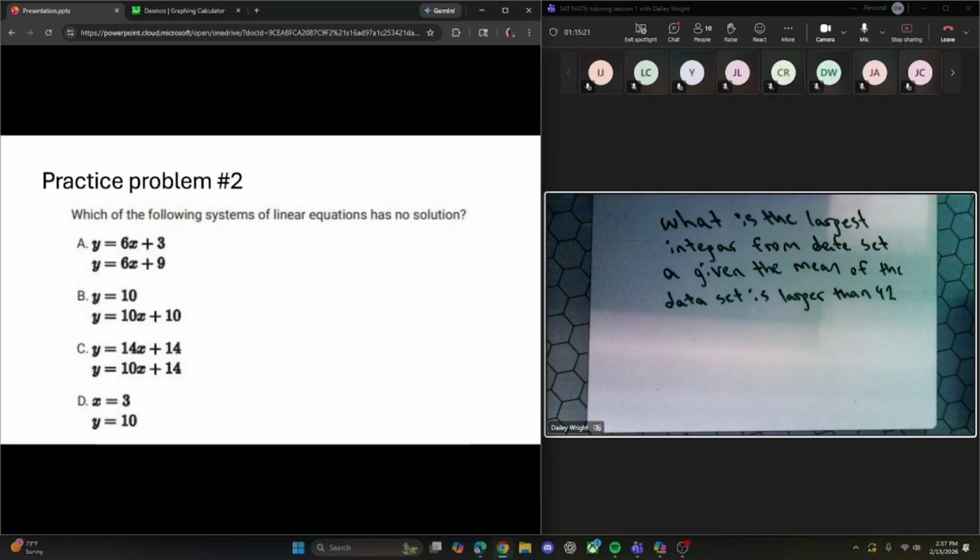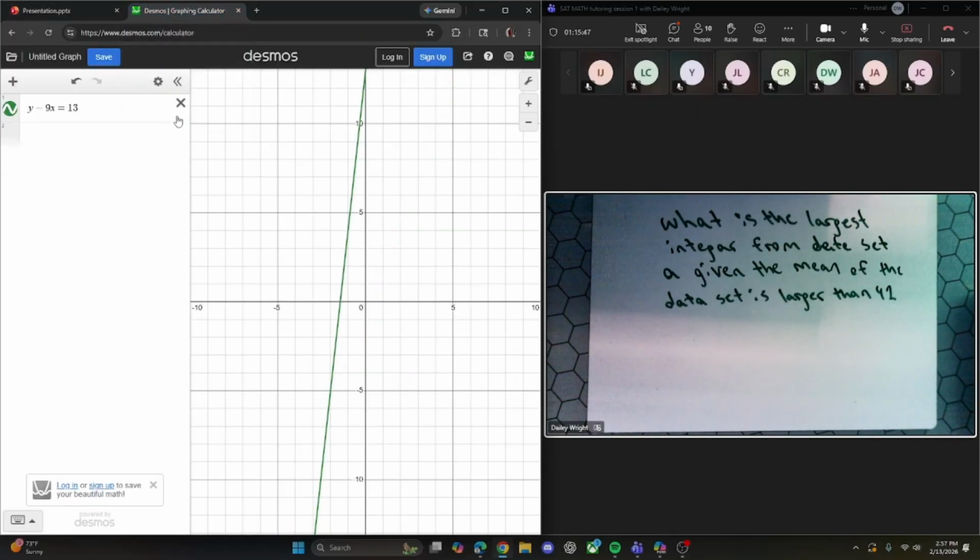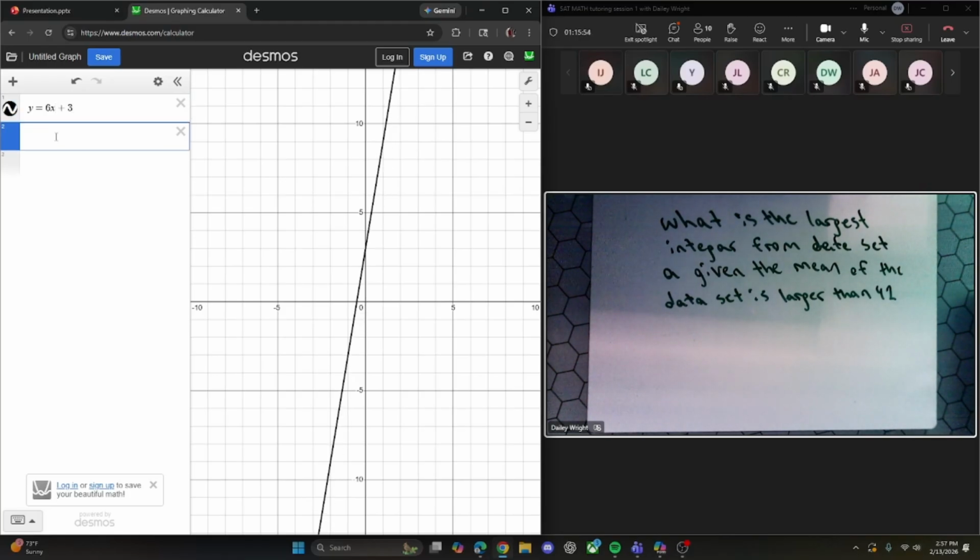Which of the following systems of linear equations has no solution? So I'm going to plug these into Desmos first and show you how they have no solution, but then I'm going to explain why this problem, if you understand it on a higher level, you will not need to use Desmos, and this problem will take 2 seconds. So let's plug each in. Let's plug in A. Y equals 6x plus 3, y equals 6x plus 9.